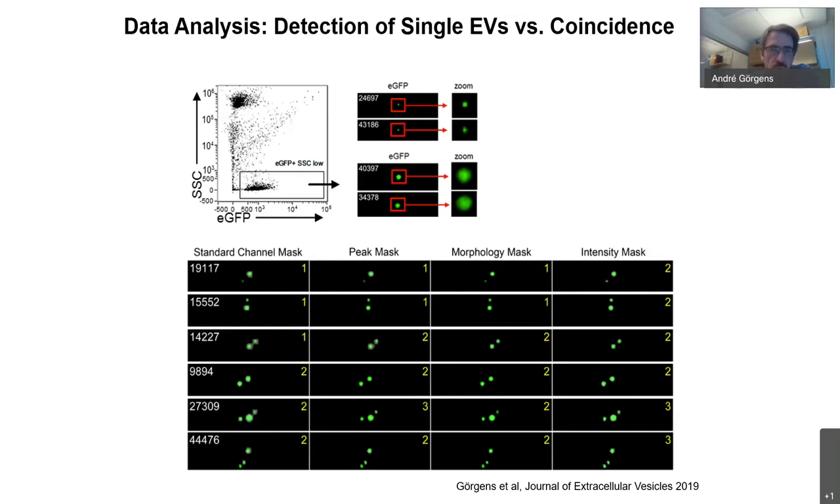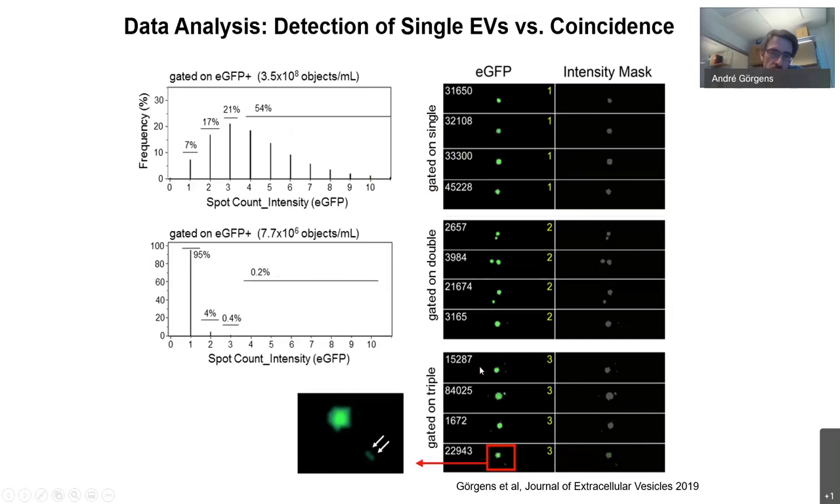To cut this story a bit short, you can then use the software built-in spot count feature, combine it with this intensity mask that we defined, and quantify the percentage of single, double, triple, and so on events. And you can see if you have a high concentration, you have a lot of coincidence, while if you lower your concentration, in this case to 1E7 fluorescent objects per ml, you get mostly single events. You can, of course, then use those plots again to gate on respectively identified or assigned populations and cross-check visually if you actually have a properly working feature to identify singlets versus doublets versus triplets and so on.